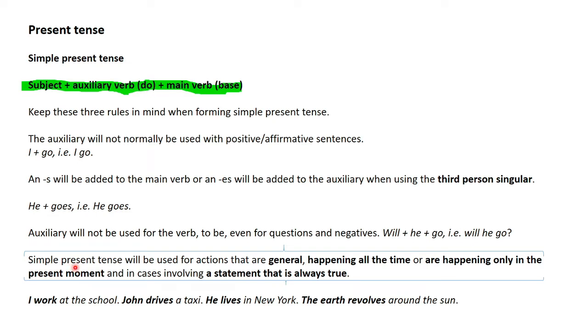A simple present tense is used for actions that are general or that are happening all the time or happening only in the present moment or in cases involving a factual truth. For example, I work at the school. Now, this is something that is happening every day. John drives a taxi. Driving a taxi is John's profession and it's happening almost every day. Similarly, he lives in New York. Now, this again reflects a permanent residence in New York.